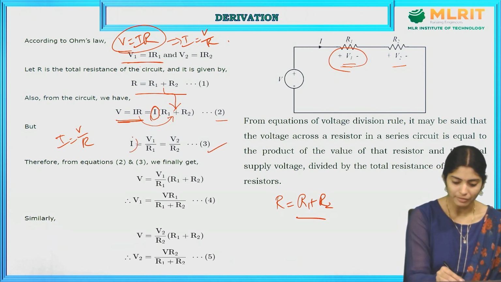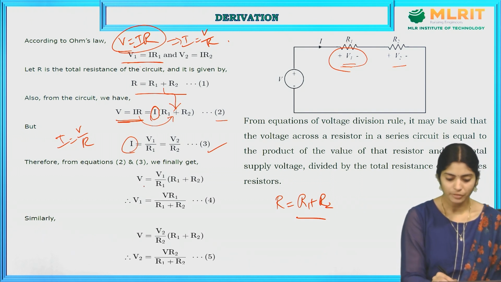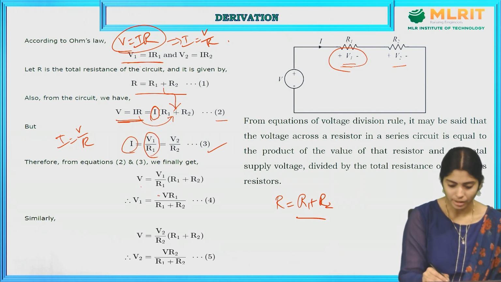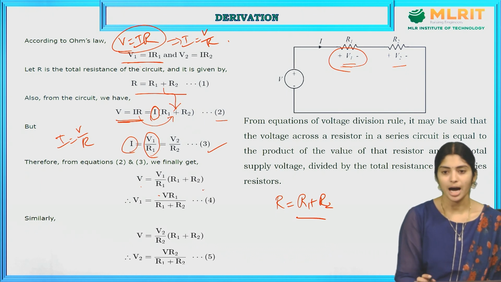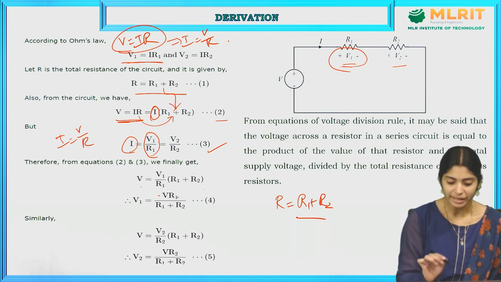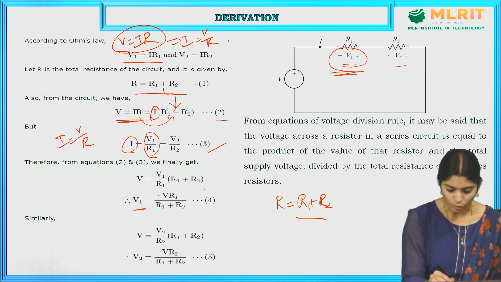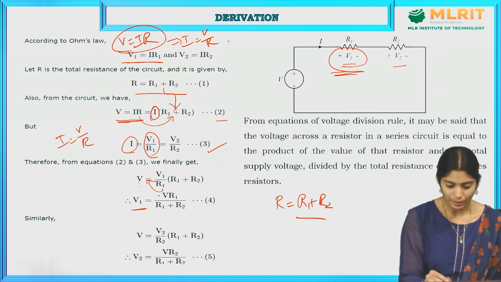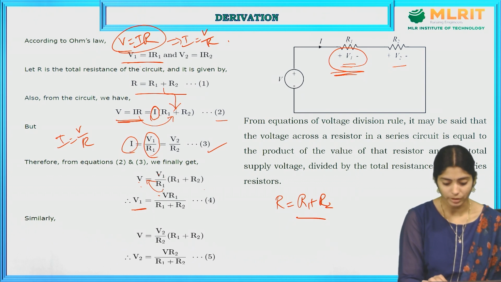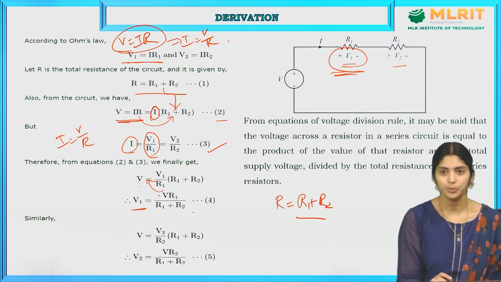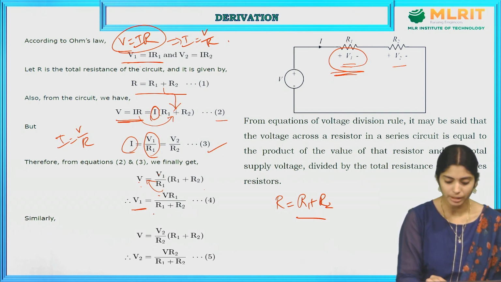Substitute this I value here. Then what we get? V is equal to V1 by R1 into R1 plus R2. Now I want V1, for which we are going to find the voltage drop. So V1 is equal to V into, moving R1 to this side, since it was in division it becomes multiplication, V into R1 divided by R1 plus R2. So V1 is equal to V R1 divided by R1 plus R2. This is equation 4.